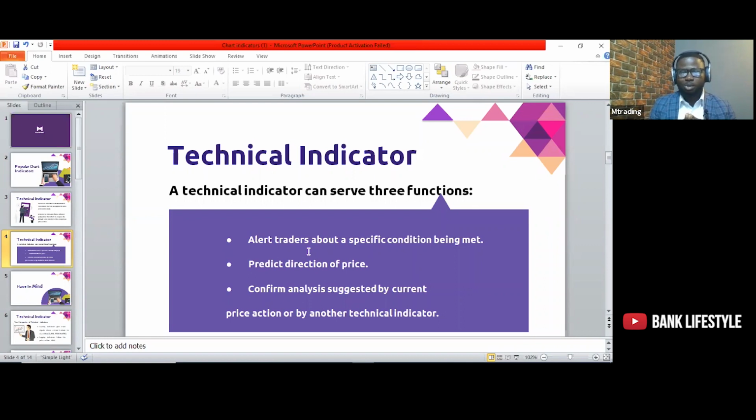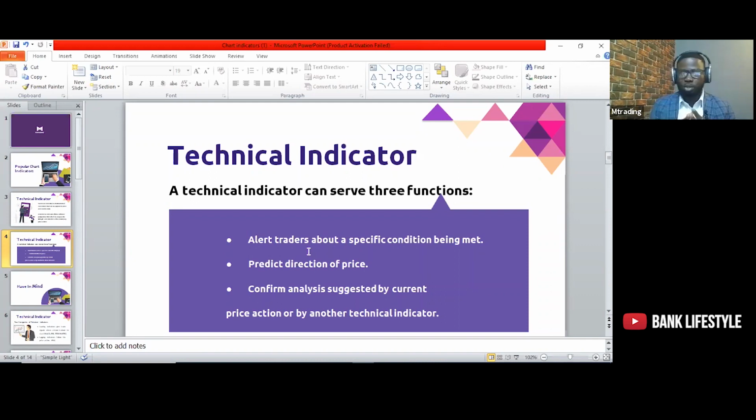Indicators can show you whether a certain condition is being met in the market. That's a condition you are waiting for it to be met in the market. It can take you days, hours, or even minutes. At that point in time, the indicator can show you that the time is up. What you were waiting for, this is the time for you to place your trade. So it's one function of indicators.